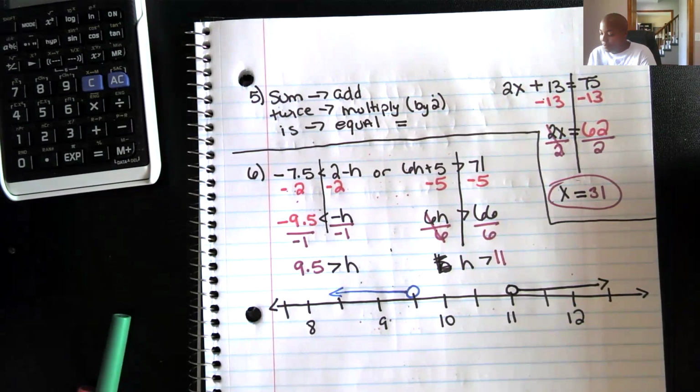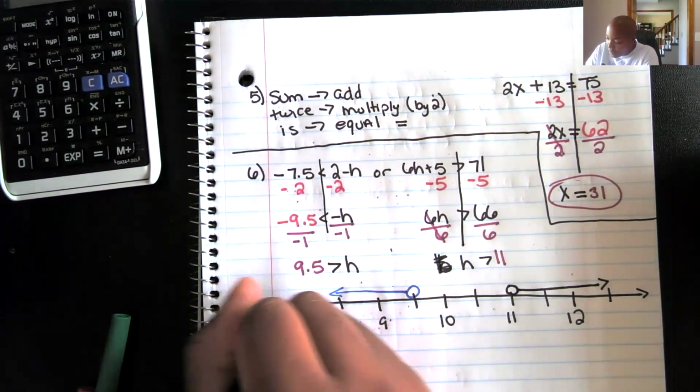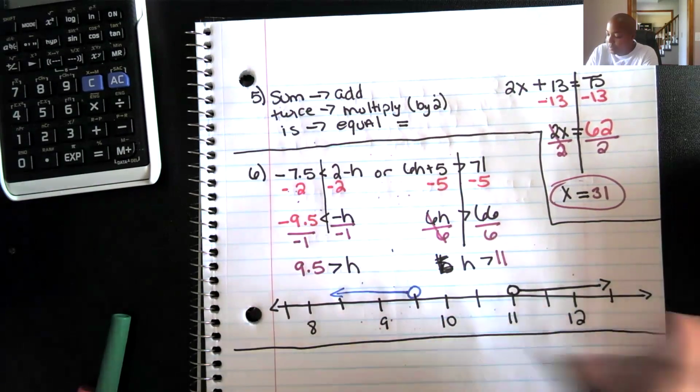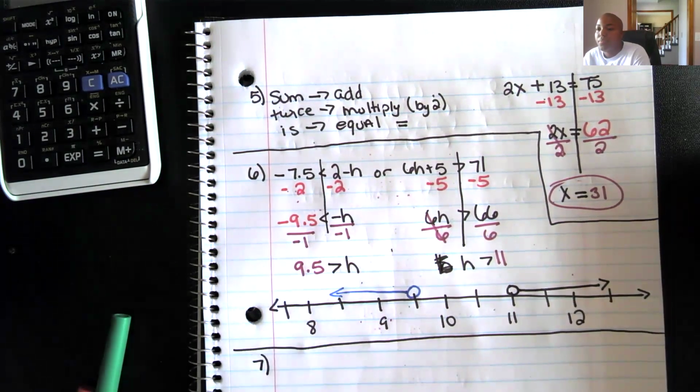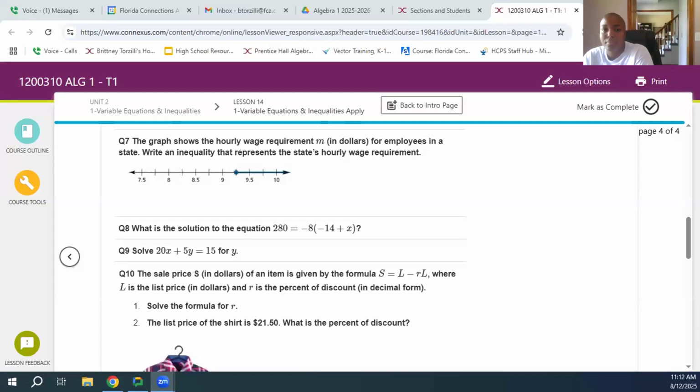All right, question 7. The graph shows the hourly wage requirement, M, in dollars for employees in a state. Write an inequality that represents the state hourly wage requirement. Okay, so I'm going to show you what I'm looking at, because we don't need to write anything down. We just really need to answer for question 7. All right, let's make sure it's sharing. All right, perfect.